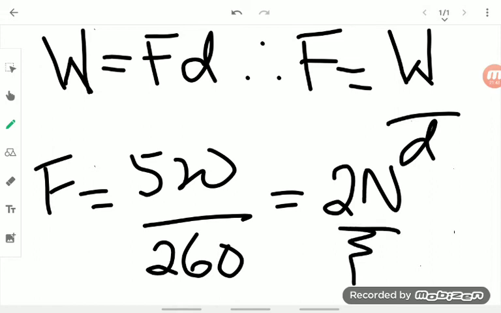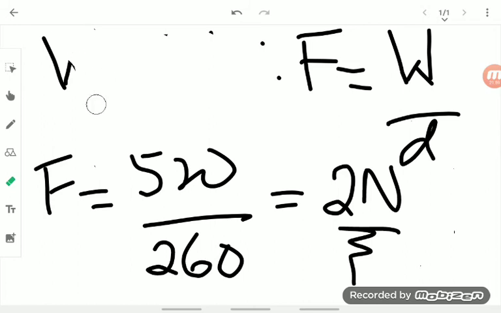So this time we're finding force. Ladies, please make sure that you can transpose formulas to make something else the subject. We're going to do this a lot in physics. So you have to be on top of your math game.